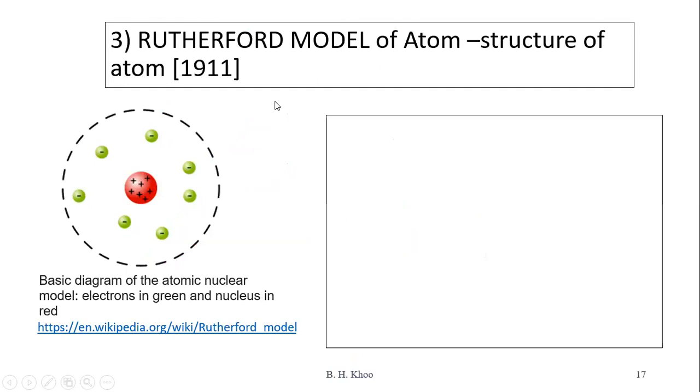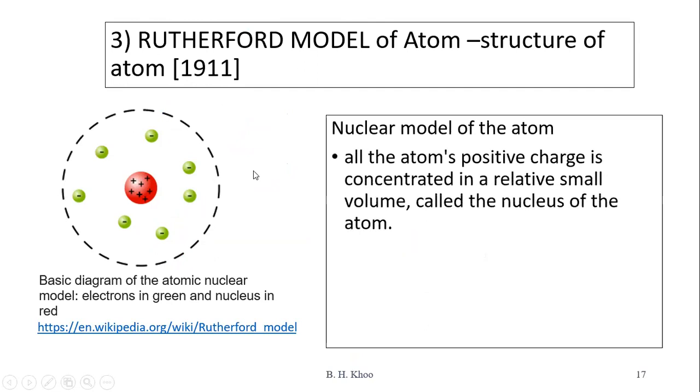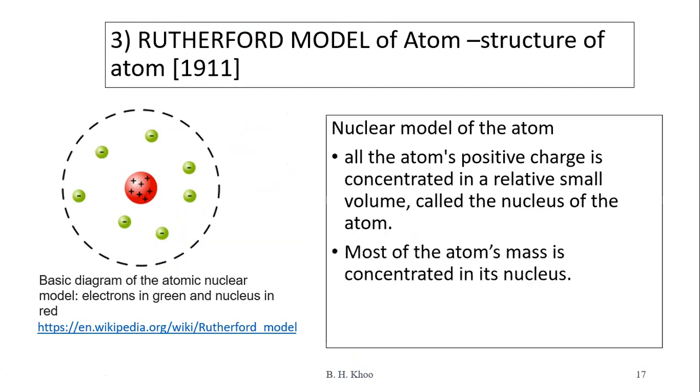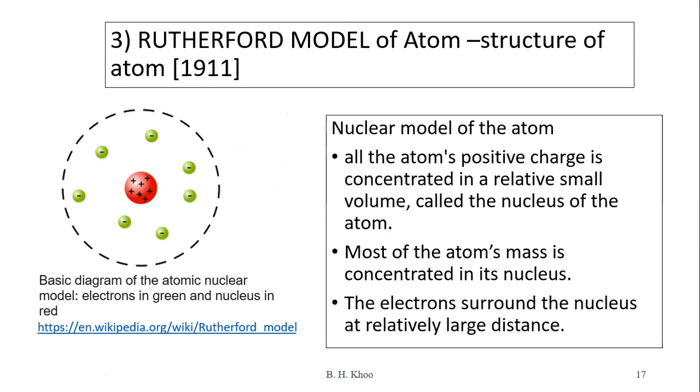So of course, Rutherford came to his own model in 1911. Right? Positively charged nucleus, then electrons outside, far away from the nucleus. Nuclear model of atom: all the atom's positive charge is concentrated in a small volume called the nucleus of the atom. Most of the atom's mass is concentrated in its nucleus. The electrons surround the nucleus at relatively large distance. Right? That's Rutherford's model.